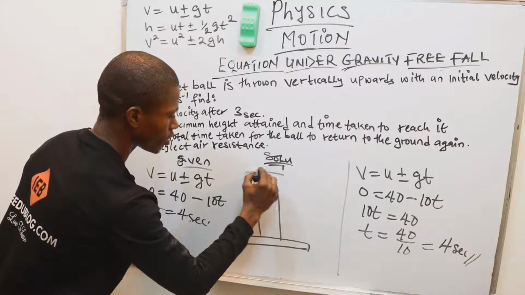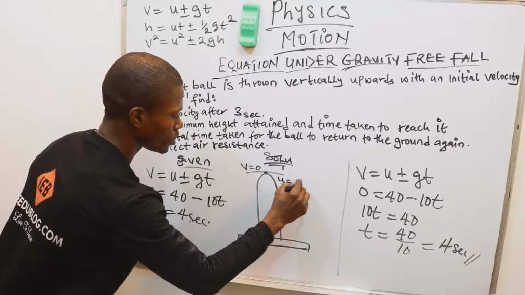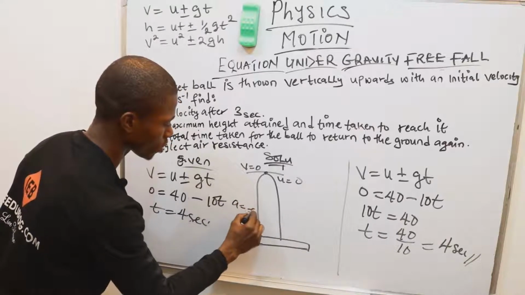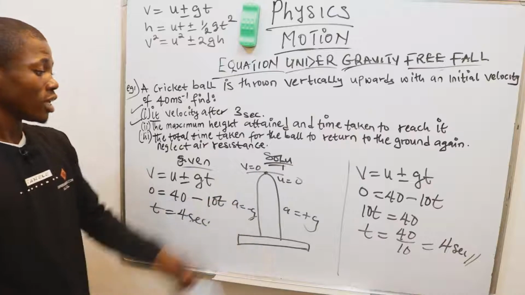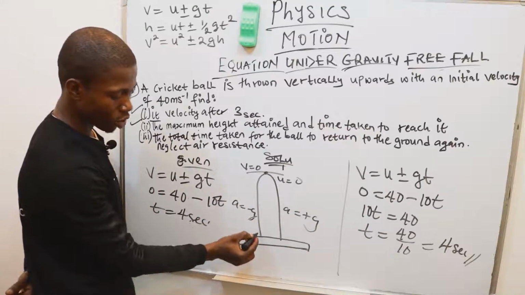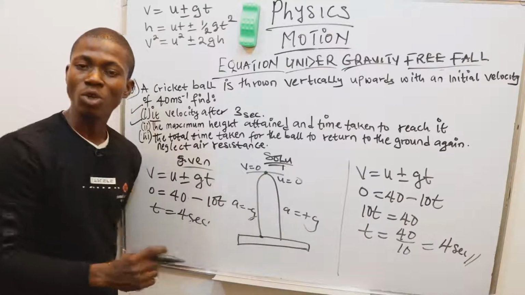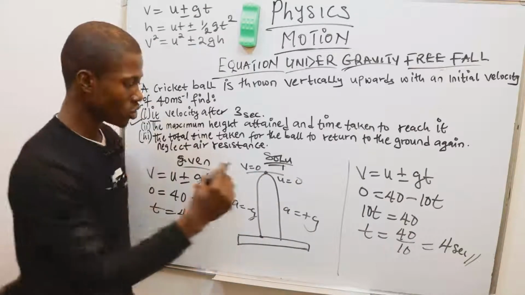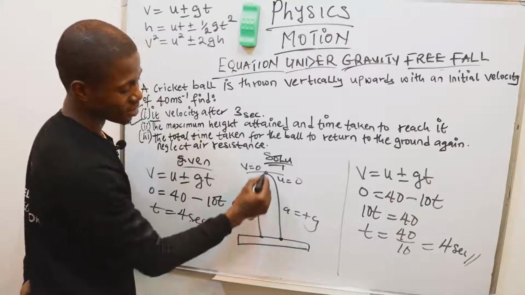This is our maximum point. This is where velocity is 0, and acceleration is equal to minus g going up, and plus g coming down. Any time it takes this object to rise from here to this point will be the same time it will take it to fall from here to here. Do you get? This is equal.